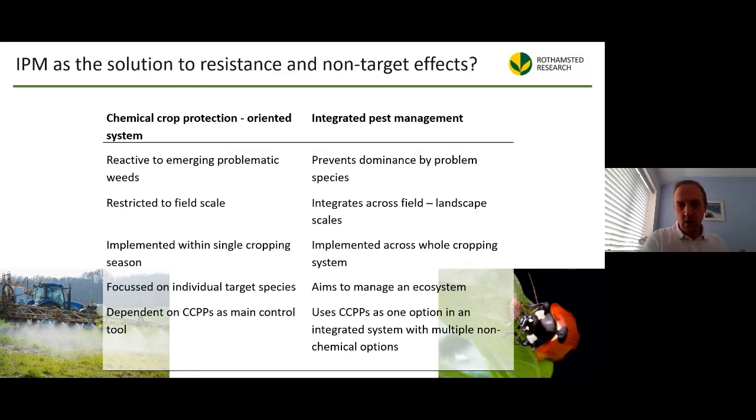Crop protection strategies are often restricted to a field scale and a single season, whereas IPM thinks across the landscape and across the cropping system. The traditional approach to crop protection focuses on the individual target species, whereas IPM seeks to manage an ecosystem and those trophic interactions. And then finally, as we've talked about before, we're seeking to complement chemical control with non-chemical control.